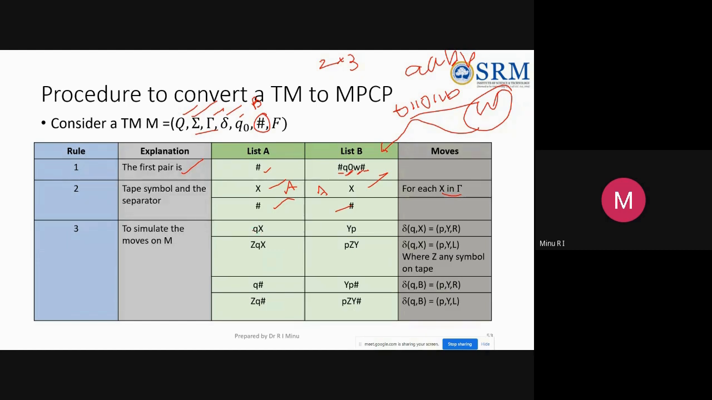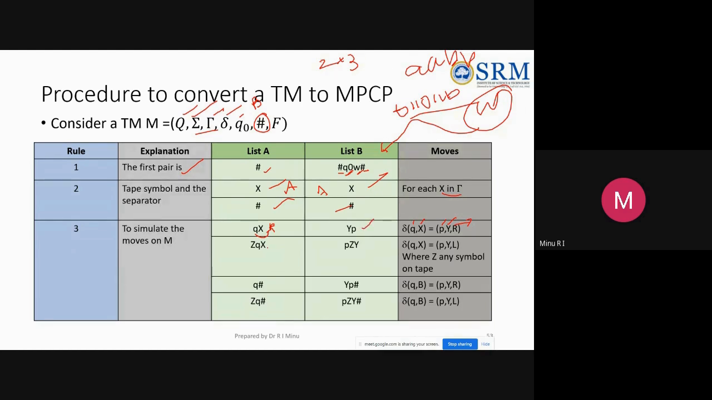Then the simulation of the moves, that is very much important. For example, if I have a move delta of Q, X, so I'm in state Q, reading X, then I'll be transferring to state P, my X will be written as Y, and I'll be going in the right direction. So QX becomes P, and this X is changed into Y. That's what goes in my list B.